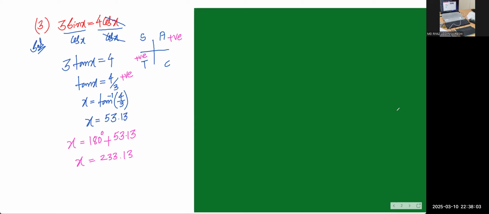Now next moving to the question number 4. Question number 4 is, you are given that f of x. We have to show that. I think you can do this one. Can you do this one?